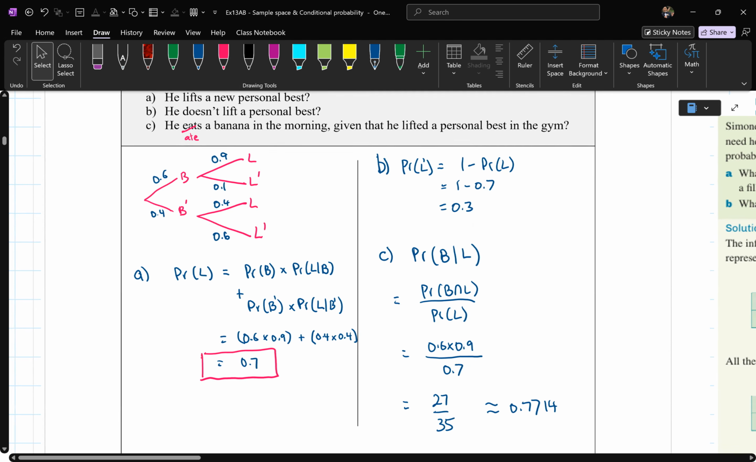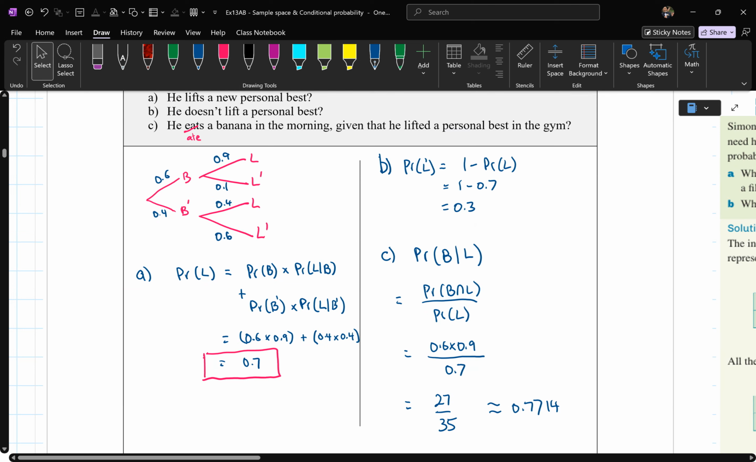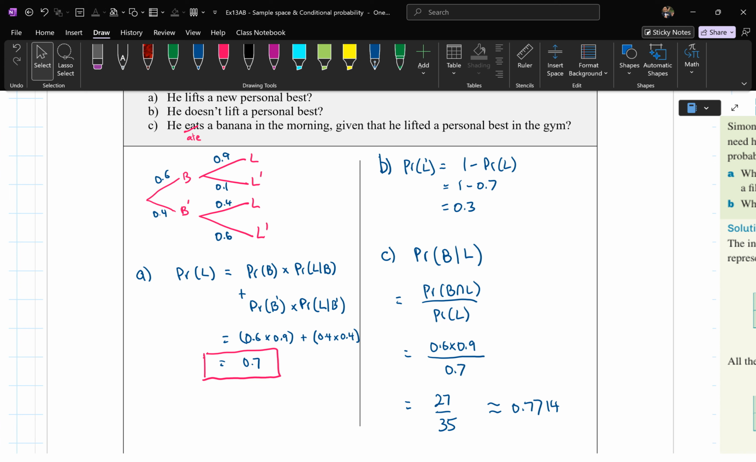And then lastly, the chance that he ate a banana in the morning, given that he lifted a personal best in the gym. If we knew he had a personal best, our chance of a personal best is 0.7. The chance of eating a banana and lifting a personal best is 0.6 by 0.9. Overall it's 27 to 35, or roughly 77% chance that he actually had a banana in the morning. Okay, I'm going to stop the video there.